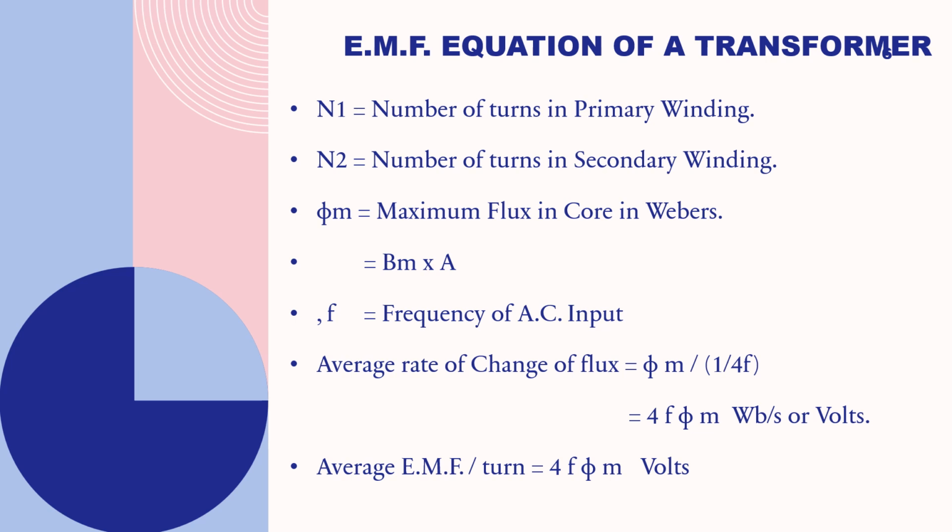The EMF equation of a transformer. Suppose N1 is the number of turns in primary winding, N2 is the number of turns in secondary winding. Phi m is equal to maximum flux in core in Webers, which is equal to Bm into A. F is equal to frequency of AC input. Therefore, the average rate of change of flux is equal to phi m divided by 1/4F, that is 4F phi m Webers per second or volt. Average EMF per turn is equal to 4F phi m volts.